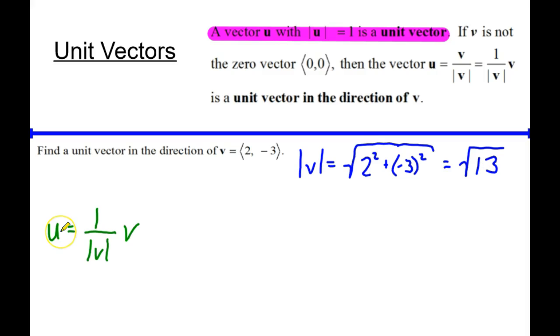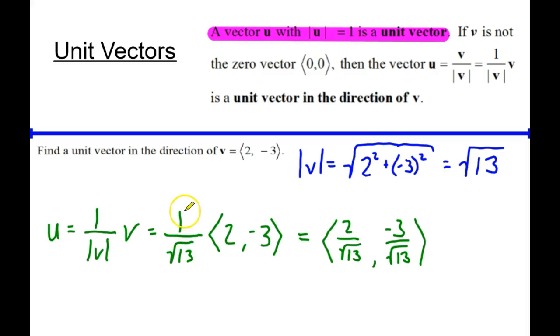Now to find the unit vector, we're going to take 1 divided by that magnitude we just found, and then multiply that by vector v. When we do that, we get 1 divided by the square root of 13 times our component form for vector v, which is 2, negative 3. Now this is just scalar multiplication. We have to distribute this scalar through to each component. So our unit vector is 2 divided by radical 13, comma, negative 3 divided by radical 13.